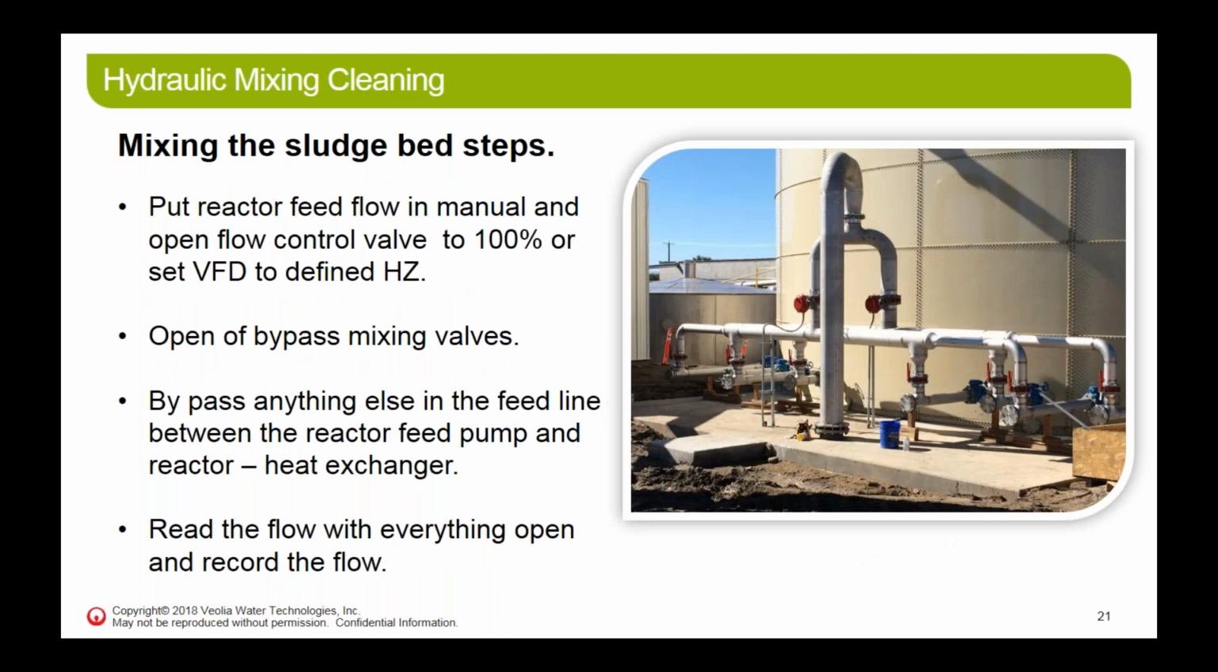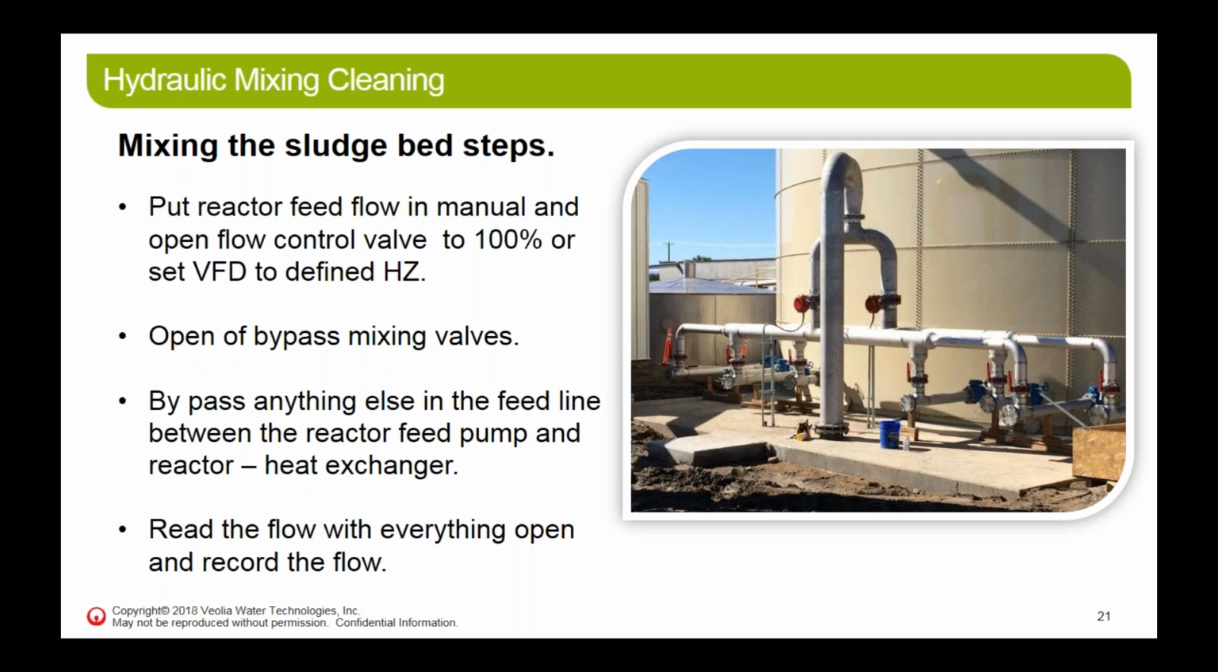We can also try to minimize the amount of plugging that happens by mixing the sludge bed. You guys may know it as fluffing the sludge bed, mixing the sludge bed, doing a header check. We have several names for it. But here, we just use your regular piping and regular pumps that are already part of your system, and we send all of the water through one nozzle at a time. And we do that by putting the reactor feed flow nozzle into manual, opening it up 100%, or if you have a VFD drive, putting it to a defined Hertz output.